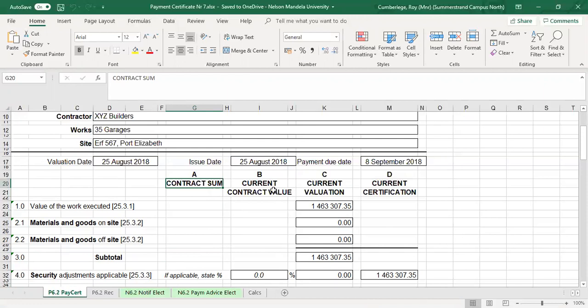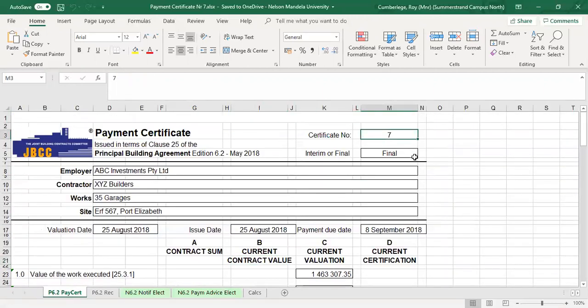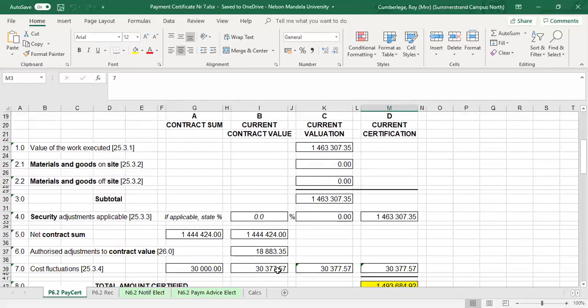Column B reflects the contract value. That's the variable column. Obviously, during the construction period, you need to advise the client where we are standing with the current financial position, and also reflect on the anticipated final value, which is the contract value. Now, because we are dealing with certificate number 7, which is based on your final account, the values in column B should reflect the final account values.